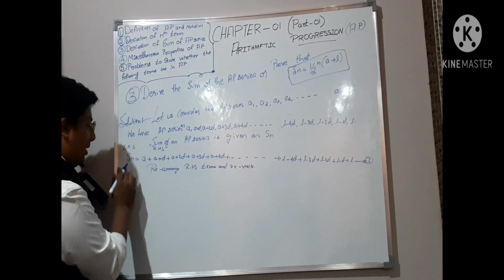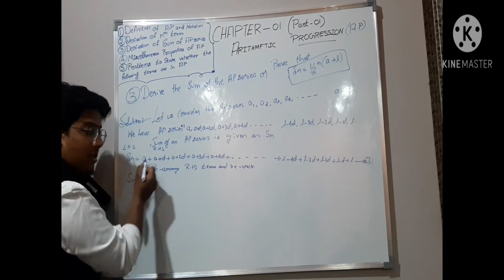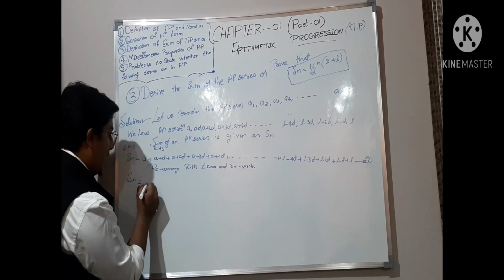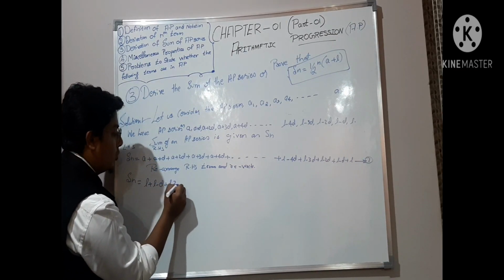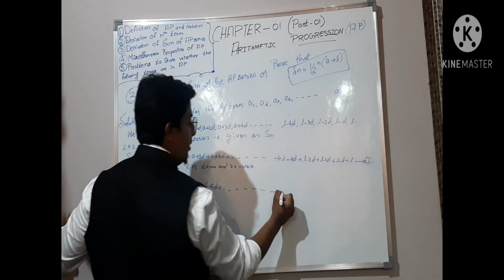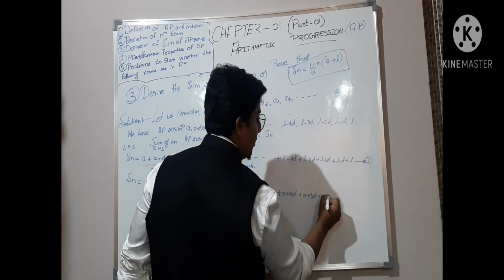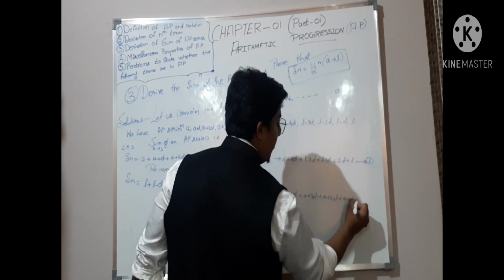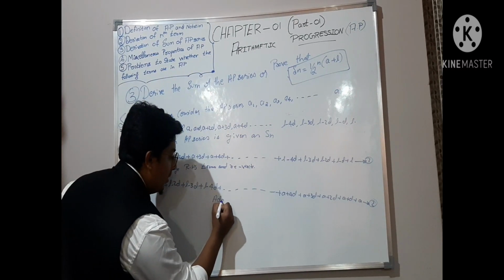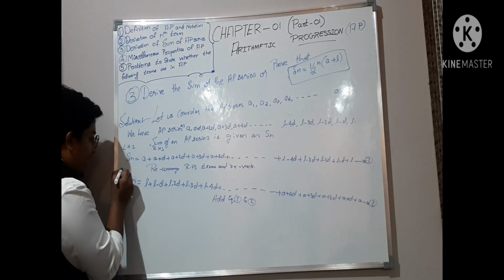We get, similarly, the left hand side doesn't change. Sn is equal to the last term comes first, the first term goes last. Nothing changes, the terms remain the same, we are just reversing the direction. L plus (L minus D) plus (L minus 2D) plus (L minus 3D) plus (L minus 4D) plus, goes on, plus (A plus 4D) plus (A plus 3D) plus (A plus 2D) plus (A plus D) plus A, equation 2. Now add equation 1 and 2.